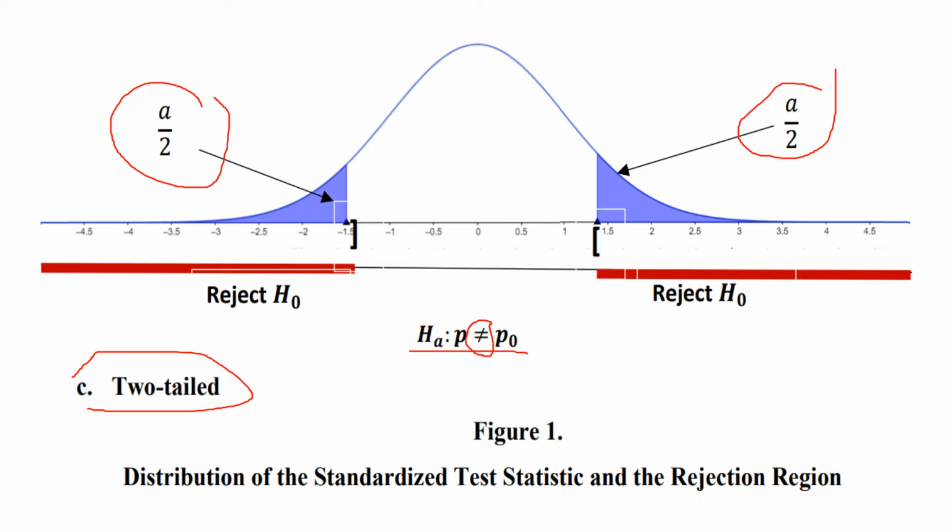That's why we put this not equal sign between your P and your P sub O. Meaning to say, we need to subject both your left and right side of your normal curve. That's why we need to cut this level of significance into two equal values. That's why it's alpha over 2 in your left side and alpha over 2 in your right side.